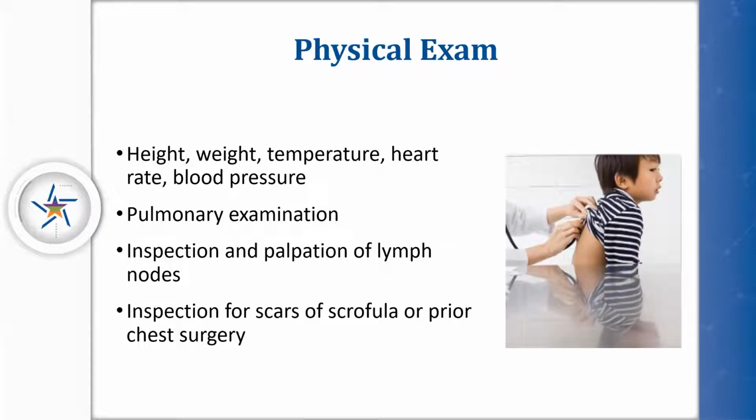Inspection and palpation of lymph nodes in babies, toddlers, and younger children. Scrofula is more common in this age group, so it is something else to be considered. And then inspection for scars of scrofula or prior chest surgery. Again, these could represent prior untreated TB disease.